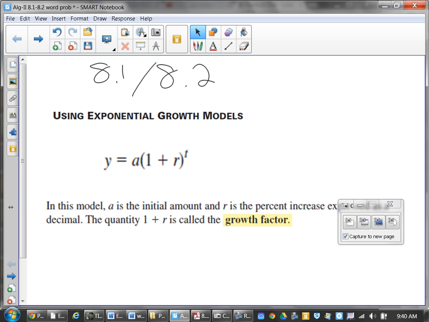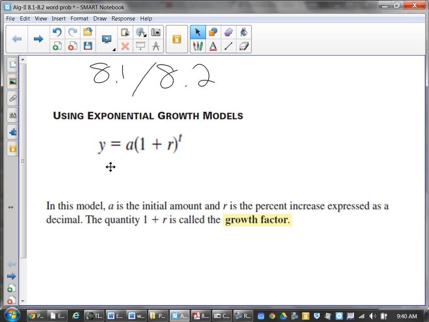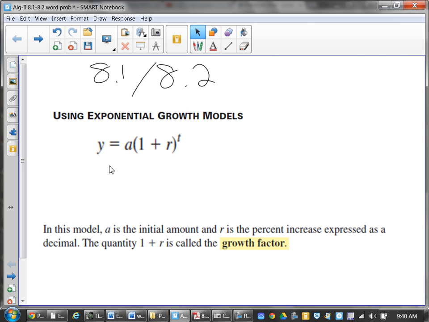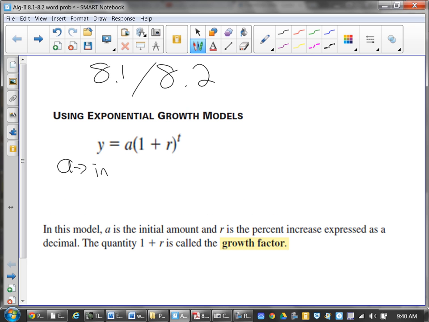So what happens here, we're going to talk about, to start with, the growth model. The growth model is modeled out of this style of an equation, where this A value is your initial amount. Your R value is your rate, and we use it in decimal form. And then T is your time.